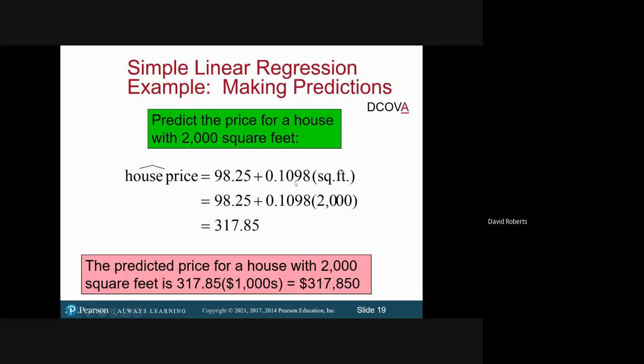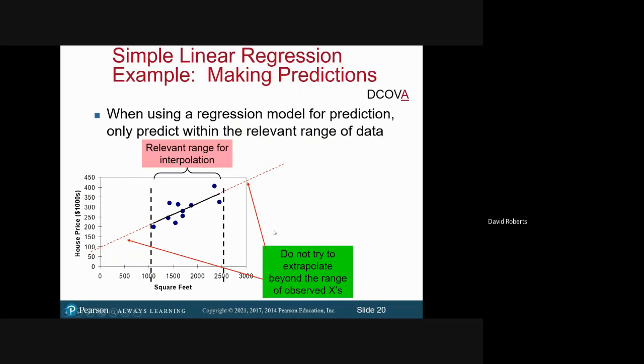All right. So in this particular case, a 2,000 square foot house should sell for $317,850. Simple as that. If the house is 2,500, we plug the 2,500 into where the 2,000 is, multiply, and then add it to the 98.25. And as you can see, just a little word of caution. If you start getting beyond the sample range, which went from basically 1,000 square feet to 2,500, if you start to try and predict below or above that data set range, it may not be linear.